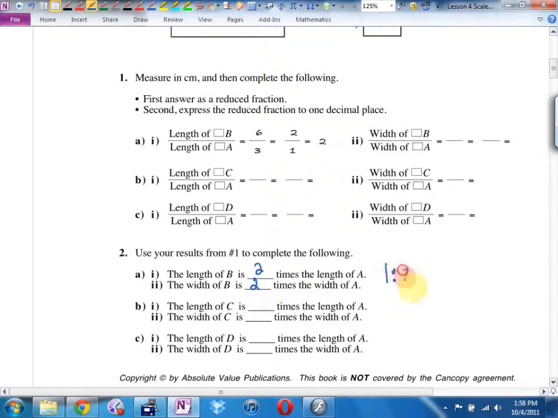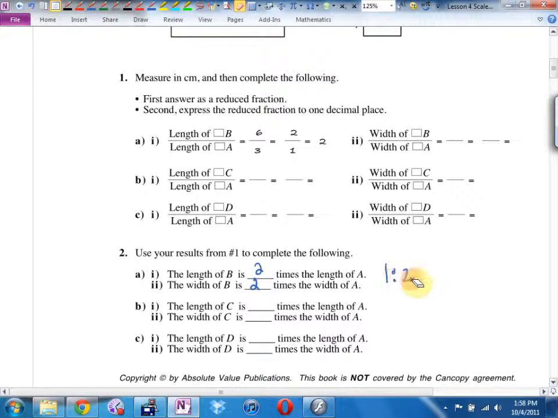And we can write it as a ratio, or you can write it as a fraction. I prefer to write it as a ratio, because to me, what you're saying is every 1 centimeter became 2 centimeters later on.